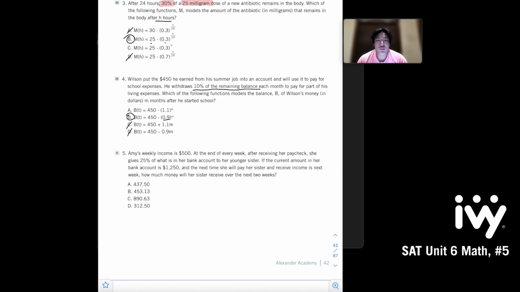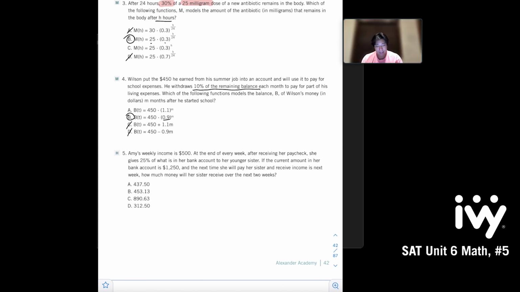Question 5. Amy's weekly income is $500. At the end of every week, after receiving her paycheck, she gives 25% of what's in her bank account to her younger sister. If the current amount in her bank account is $1,250, the next time she will pay her sister and receive income is next week. How much money will her sister receive over the next 2 weeks?